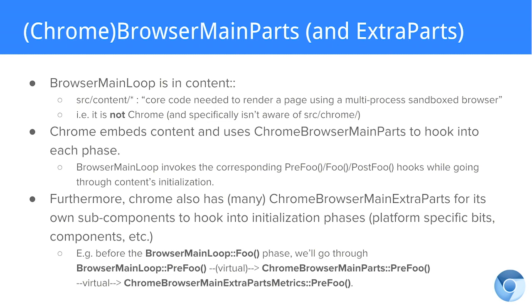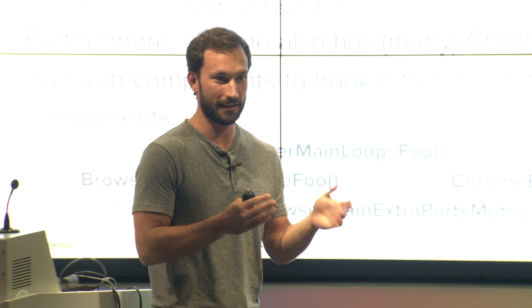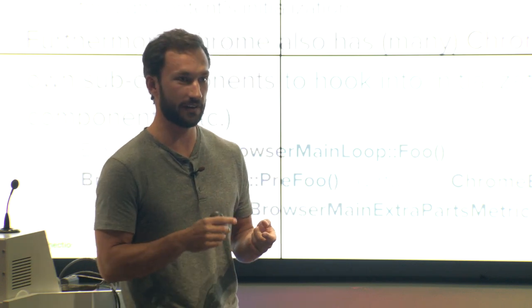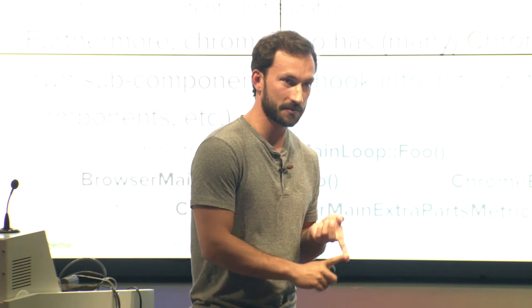In Chrome, this is ChromeBrowserMainParts, which will override the pre-create threads and pre-main message loop run, and content will give a chance to its delegate to effectively intercept all of those phases and do something if it cares. Chrome itself also has ChromeBrowserMainExtraParts because Chrome has many subcomponents that also want to hook in these initialization phases.